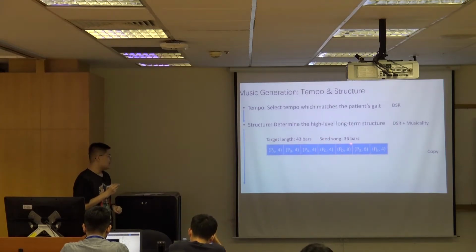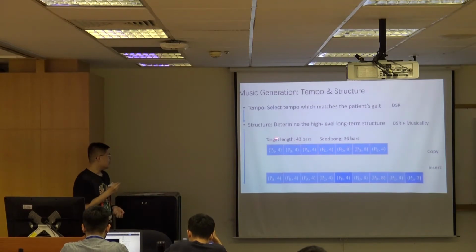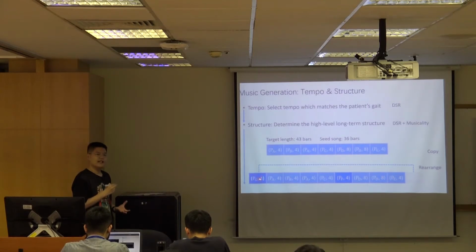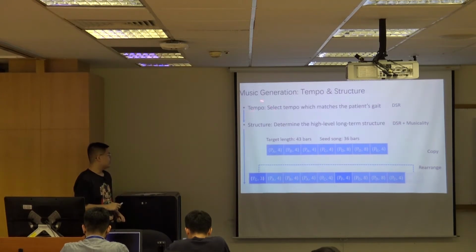Here, the seed song has 36 bars. And if the target length of the generated song is the same as the seed song, we keep the structures of the seed song. And if it is longer than the seed song, we will insert some new phrases or repeated phrases of the previous ones, and we may rearrange some of the phrases. For example, here we will move the non-4 bars phrase to the beginning as an intro part. So now we have already generated tempo and structures.